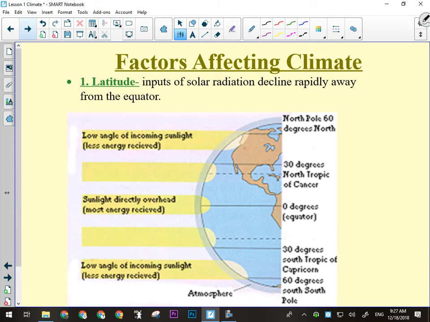Factors that affect climate. We're going to go through a bunch, and we're going to do them in order of importance in general. At least the first two for sure affect any place on Earth. So the most important factor affecting climate is latitude. Where you sit on the Earth in relation to the equator is the single largest determining factor for your climate. The reason for that is it determines the amount of solar energy that you receive.